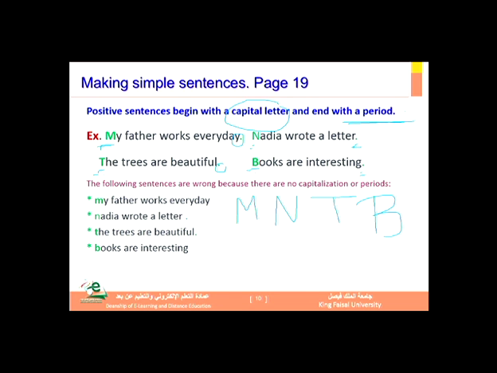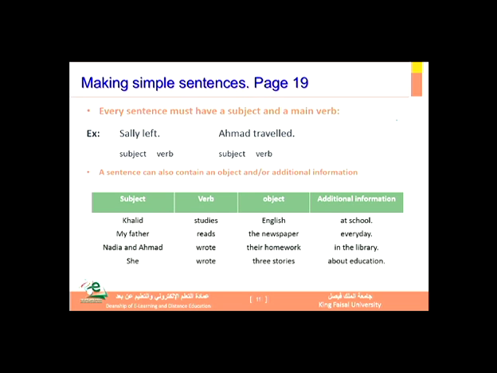So you need a full stop at the end of all those sentences, so that we know where the sentence starts and where the sentence finishes. In other words, in any positive sentence, you should have a capital letter at the beginning, and you should end the sentence with a full stop or a period. Let's move on.